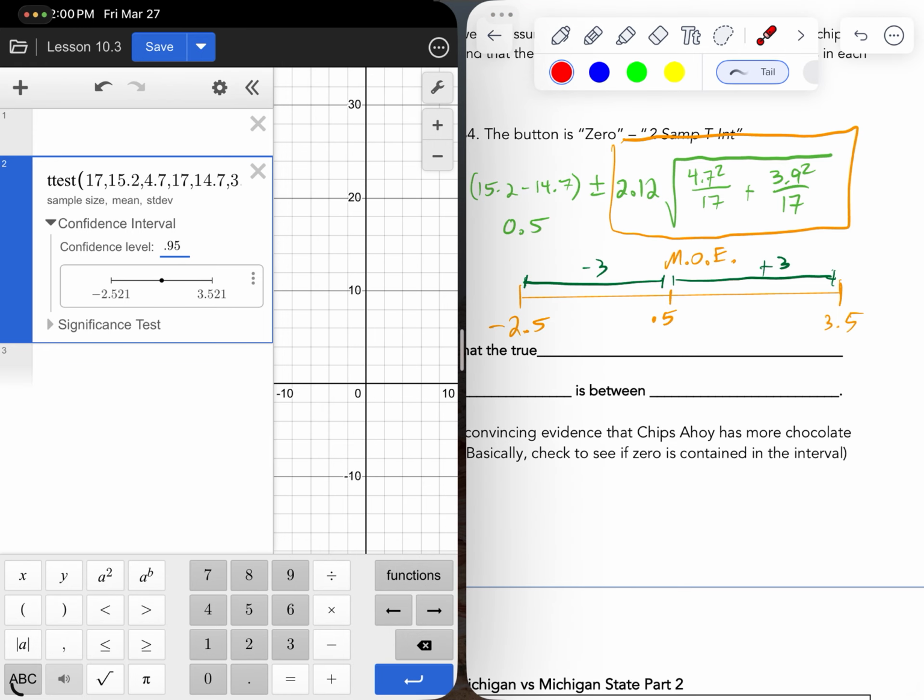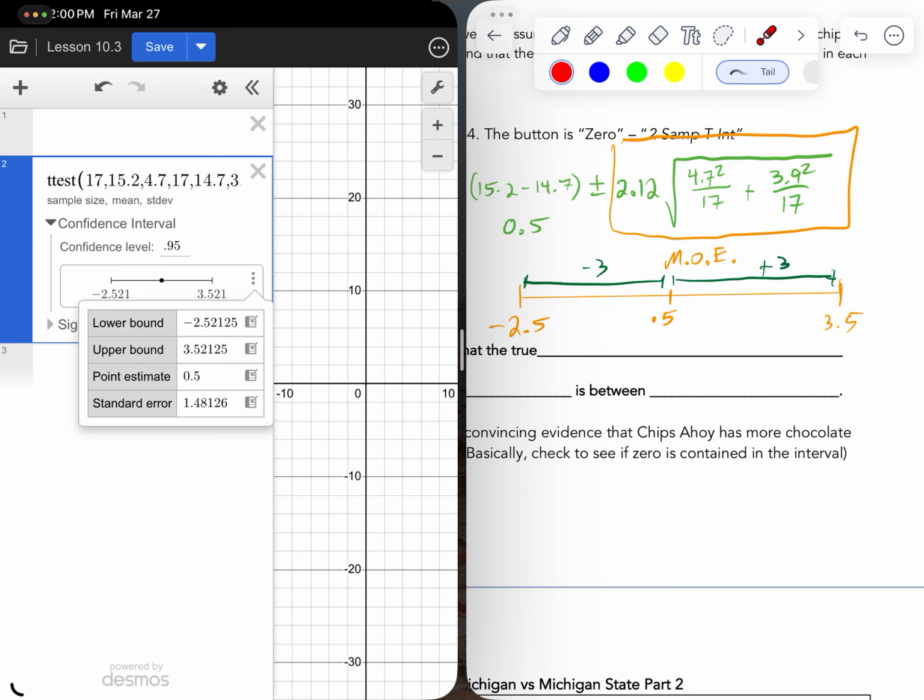If you do the 3 dots over here on Desmos, voila. See the 1.48? That would be the square root. This is 1.48. Okay, for what that's worth.